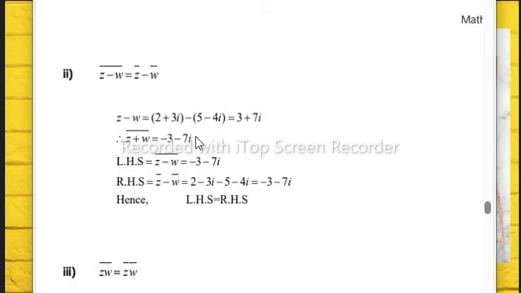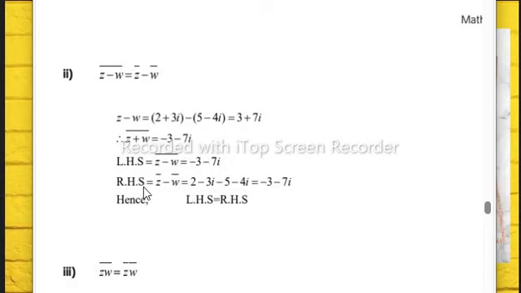When we take the conjugate of z minus w, there is a mistake to correct: minus 3 is written the same as it is, because this is minus 3. Now the iota term, plus 7 iota will be converted into minus 7 iota. Now the left hand side value is minus 3 minus 7 iota.